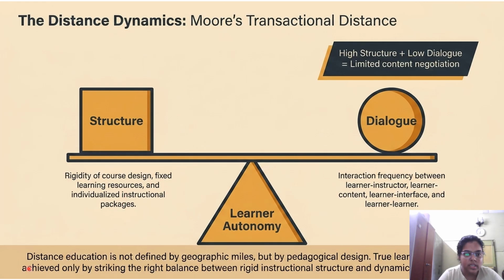So distance education is not defined by geographic miles but by pedagogical design. True learning can only be achieved by striking the right balance between rigid instructional structure and dynamic dialogue. If we keep a balance between these, then only true learning can be achieved. Otherwise, it will be very difficult to achieve true learning. Okay.